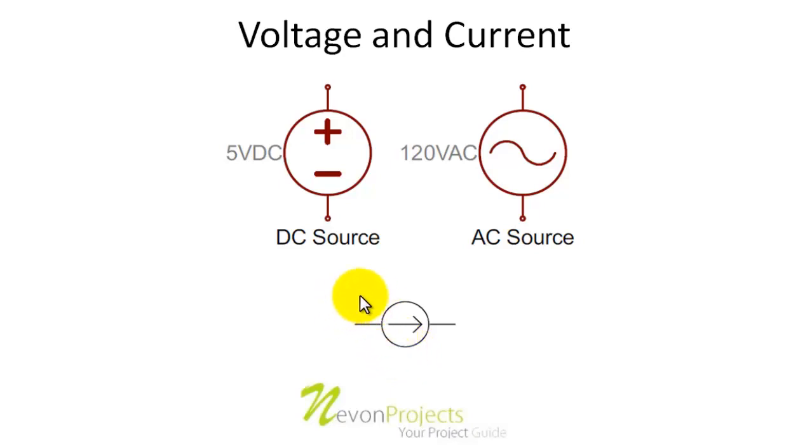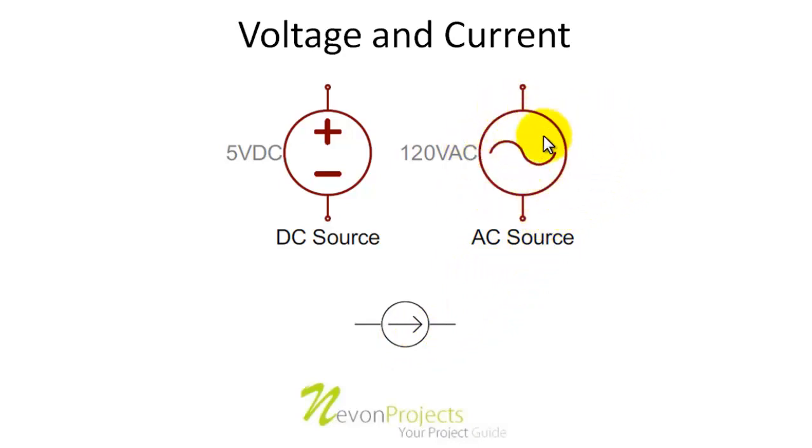And this symbol here is of current. Suppose we have an ammeter connected in series with our arrangement, then this symbol will be used wherever we are measuring the current in the circuitry. The relation between voltage and current will be discussed shortly.